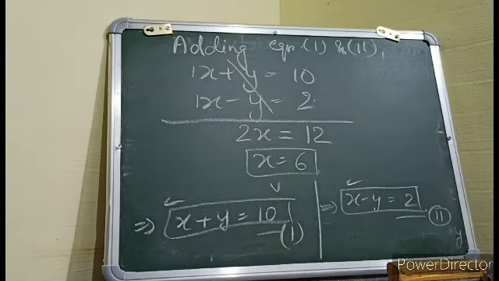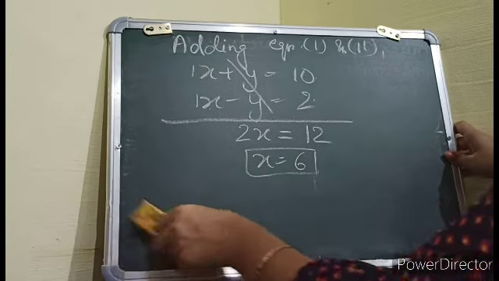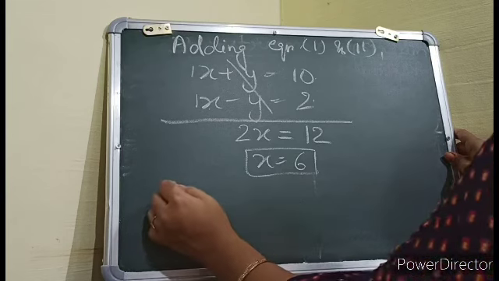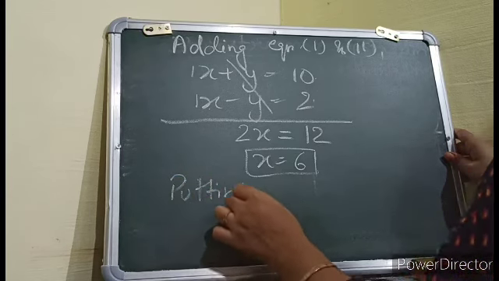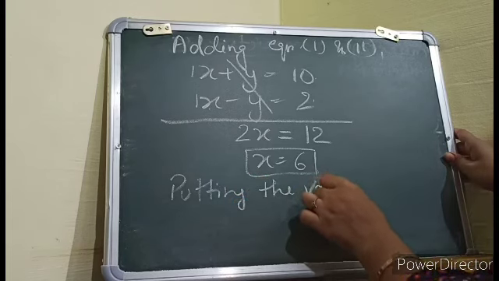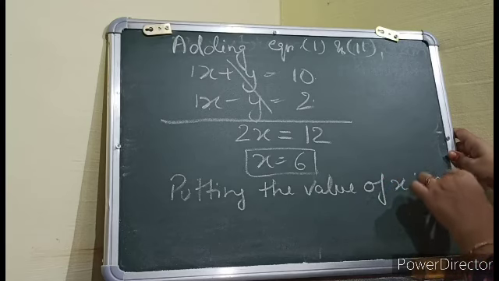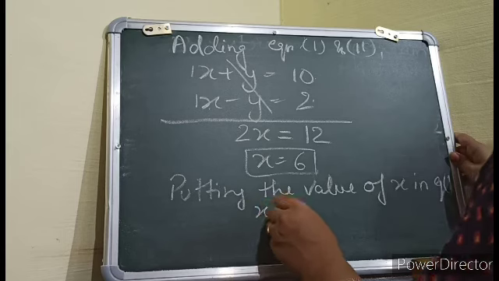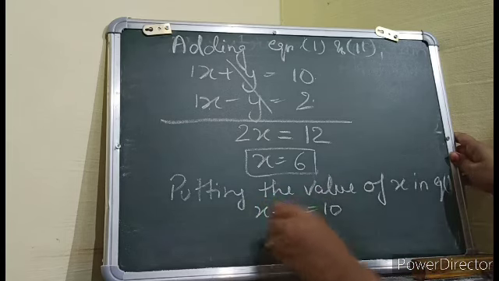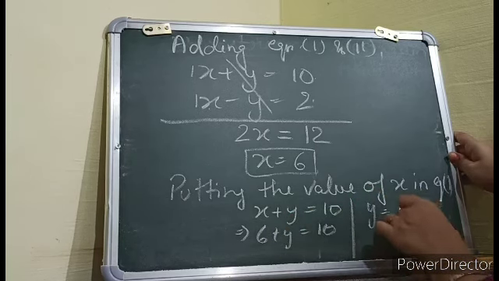x is 6. Now this value of x we will substitute in any of the equations to find out the value of y. So I am putting this value of x in equation 1. So it will be x plus y is equal to 10. So 6 plus y is equal to 10. So y is equal to 4.